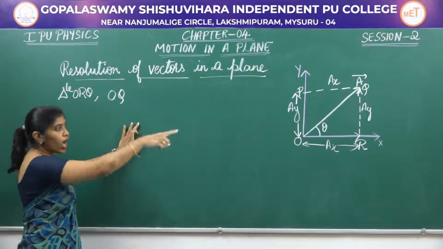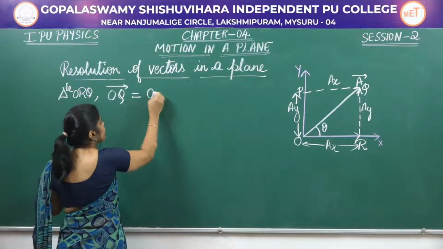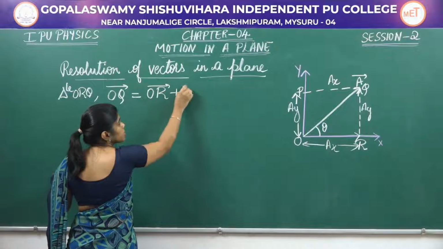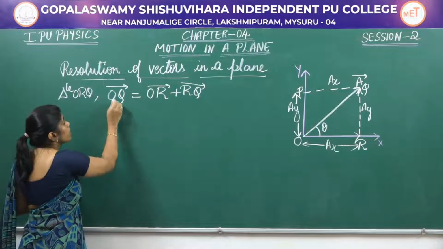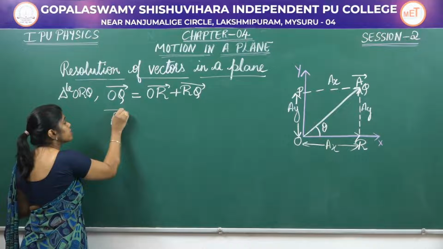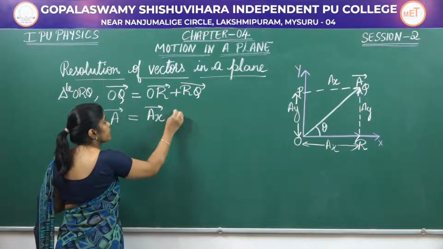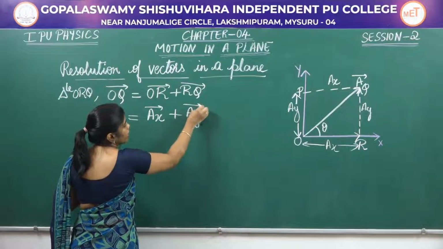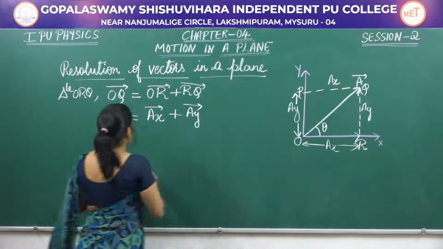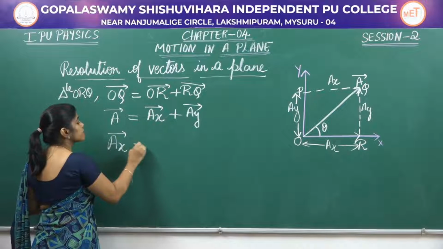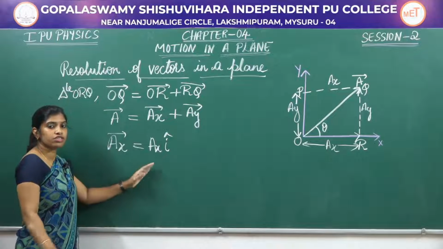From this triangle ORQ, I can write vector OQ is equal to vector OR plus RQ, right? And what is OQ? It is nothing but vector A, and that is equal to AX plus AY. So OR is AX and this is AY. And we know vector AX will be equal to Ax i cap. Can I write this in this form?